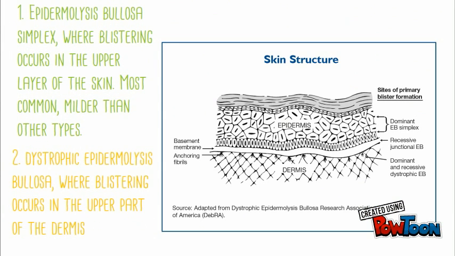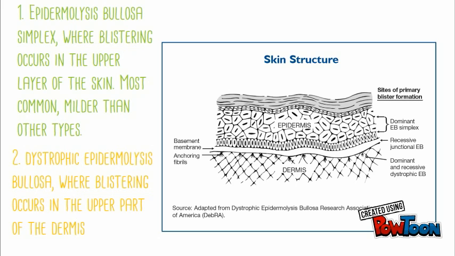Epidermolysis bullosa is classified into three main groups. The first is epidermolysis bullosa simplex, where blistering occurs in the upper layer of the skin. This is the most common, accounting for 70% of cases, and is milder than the other types of EB.